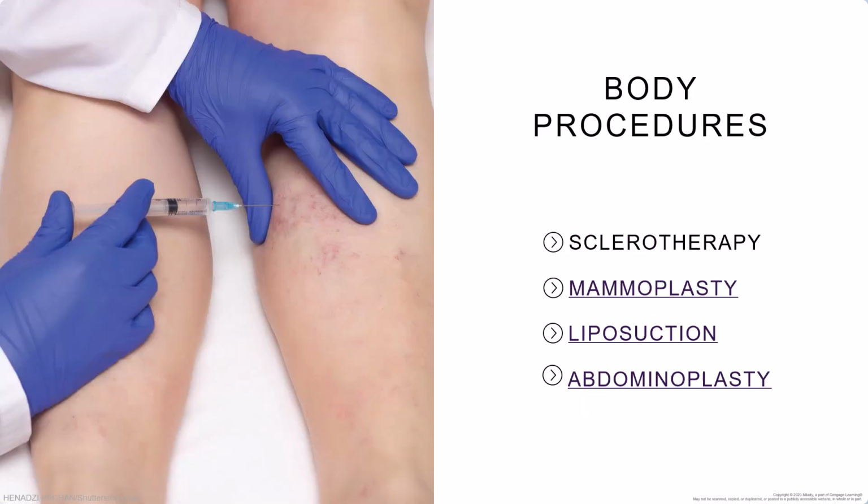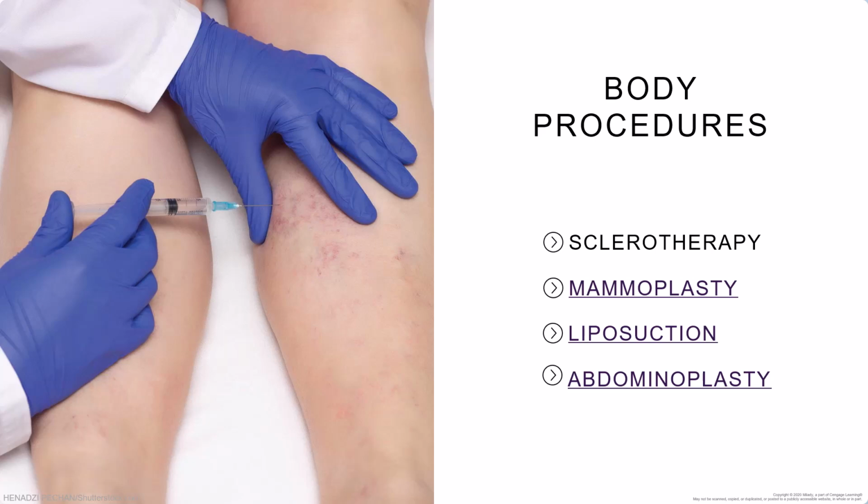Some body procedures: we have sclerotherapy, which minimizes varicose veins and other varicosities by injecting chemical agents into the affected area, and lasers are a secondary method of vein therapy. A mammoplasty is a breast surgery that enlarges breasts or reconstructs them. It often is referred to as a breast augmentation or implants, and a breast reduction can help reduce or reposition the breast.